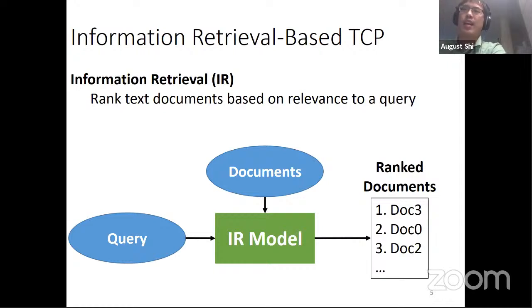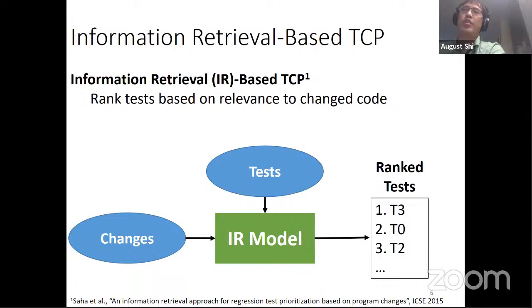Well, we can substitute the tests that we want to prioritize for the text documents, and we can encode the changed code as the query, which we feed both to the IR model, and its job becomes to rank the tests based on their relevance to the changes that were just made. This was explored in a 2015 paper on how to adopt these methods for test case prioritization. And unlike most of the coverage-based ones, it's actually change aware, because we are literally feeding the changes into the model to figure out how close tests are to the changes.